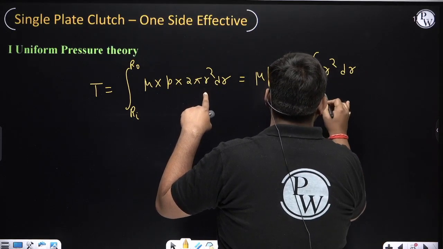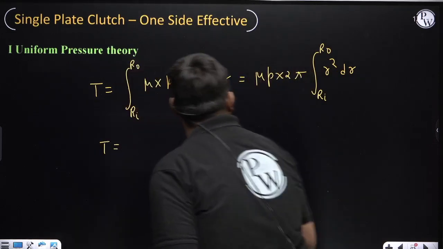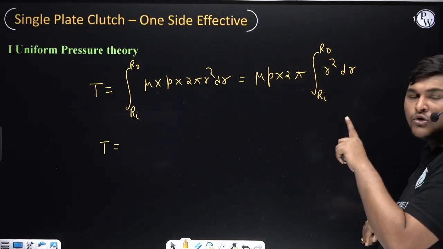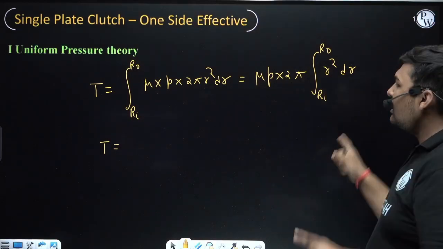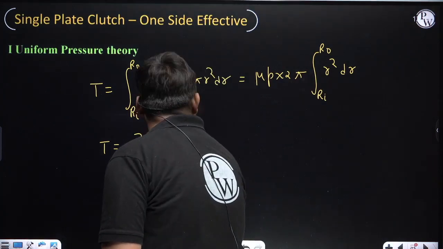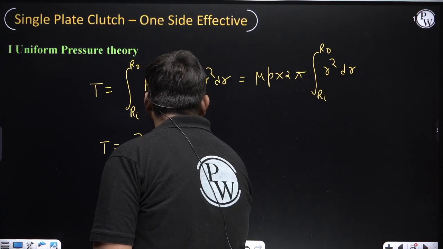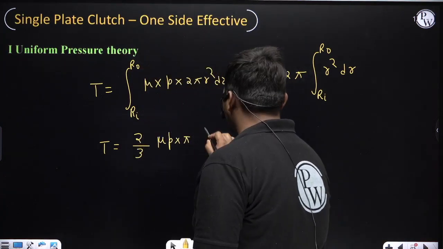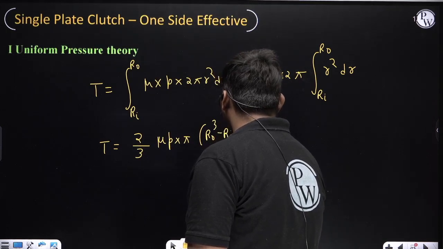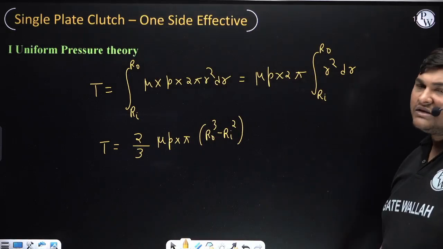And we have to integrate this from Ri to R naught. If you integrate this term, it will become R cube by 3. If you put the upper and lower limits, it will become R naught cube minus Ri cube divided by 3. If you simplify this expression, it will become 2 by 3 mu into P into pi into R naught cube minus Ri cube. You can check this calculation, it is your part. It is the expression of torque.